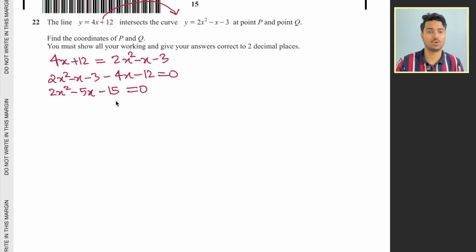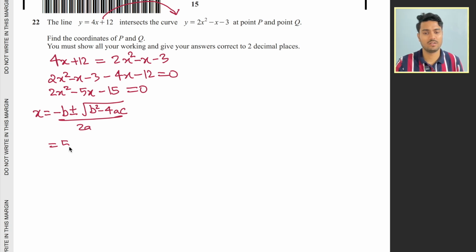We have to find both the coordinates of P and Q. We can apply the quadratic formula here. So x is equal to minus b plus minus the square root of b squared minus 4ac, divided by 2a, which is equal to minus b, that's 5, plus minus the square root of negative 5 squared minus 4ac, 4 into 2 into negative 15, whole divided by 2a, so 2 into 2, 4.